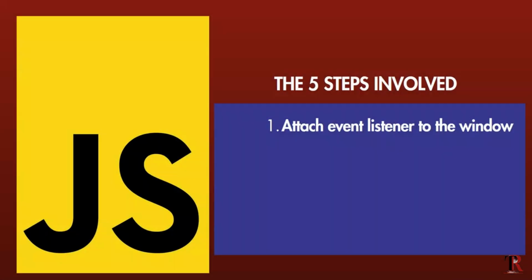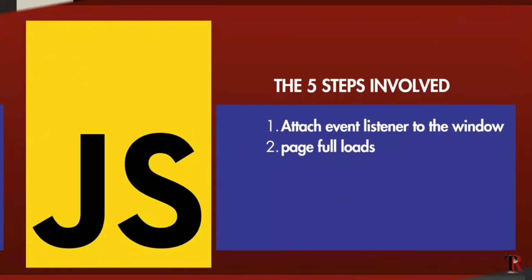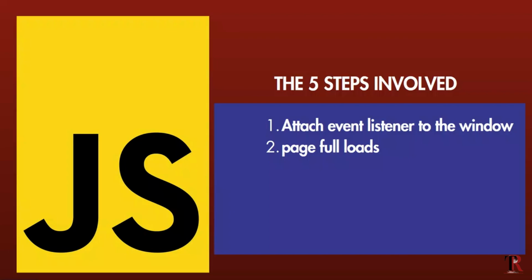There are 5 steps involved to demonstrate how the window load works. Number 1 is attach an event listener to the window, and this runs when the whole page is fully loaded. Next, the page becomes fully loaded. All your HTML, CSS, images, and everything else finishes loading.